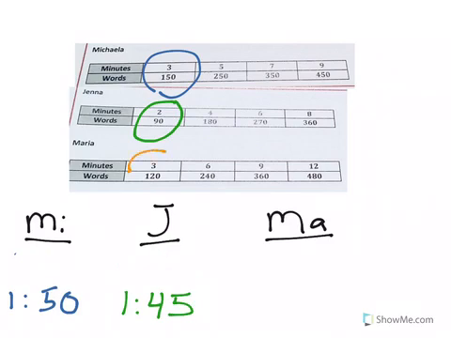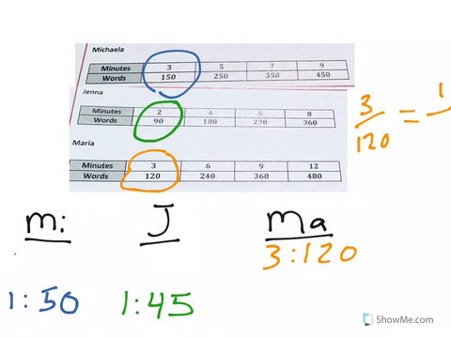And then let's jump down to Maria. Again, ratio, for every 3 minutes, she types 120 words. We could also write that as a fraction, 3 over 120. And again, we want to find out what the value is, so we want it to be 1 over something. So if we have 3 120ths equals 1 over blank, we've got to use that division, use that magic number, as I like to call it.